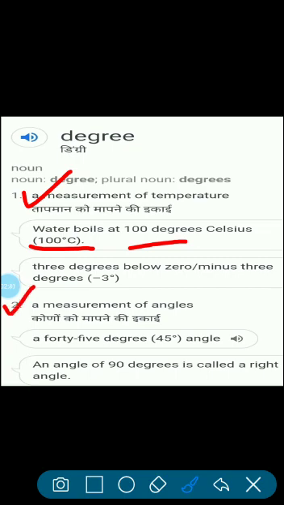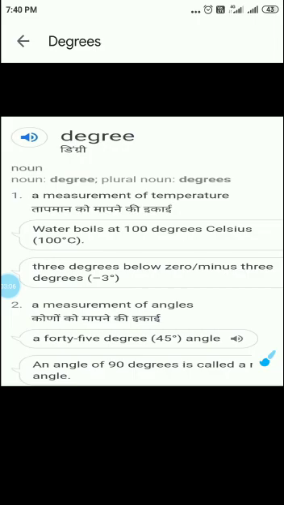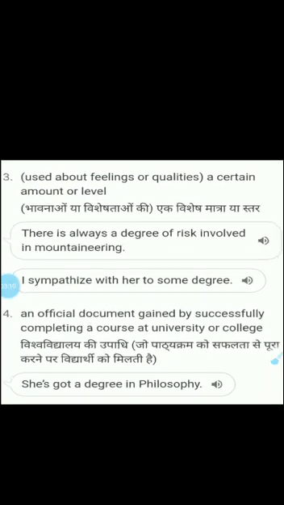Number 2, a measurement of angles in mathematics. A 45 degree angle. So here degree is used for measurement of angles. An angle of 90 degrees is called a right angle. So this is the mathematical definition of the word degree. Okay, let's move further and find other meanings of this word.